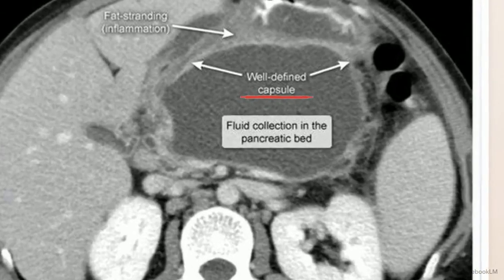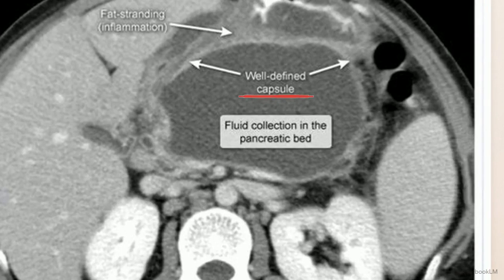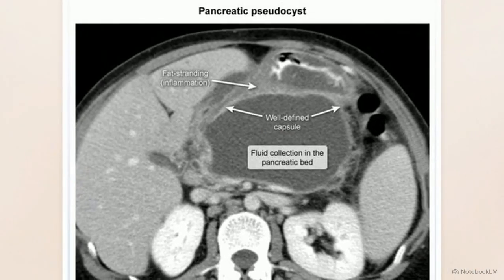Notice the well-defined, thick fibrous capsule containing a 6-centimeter fluid collection in the pancreatic bed. This is a mature pancreatic pseudocyst. If it causes symptoms like mechanical obstruction or abdominal pain, it requires endoscopic drainage.